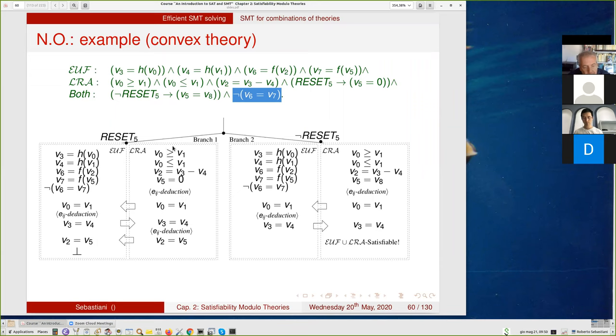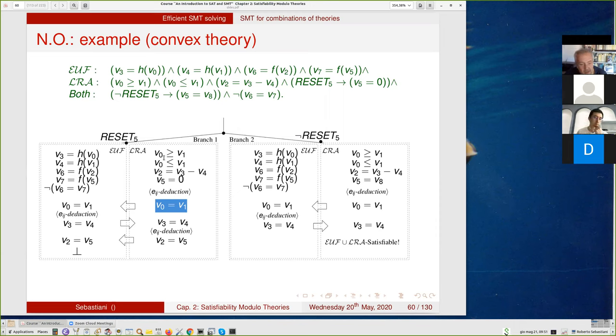Now, from the linear part, which are V0 smaller or equal than V1, V1 smaller or equal than V0, V2 is V3 minus V4, and V5 equal 0: from these two atoms, the theory solver is able to deduce that V0 is V1, because it knows the semantics. So every candidate model of this global set of literals must give the same value to V0 and V1 due to this couple of constraints here. Do you agree?